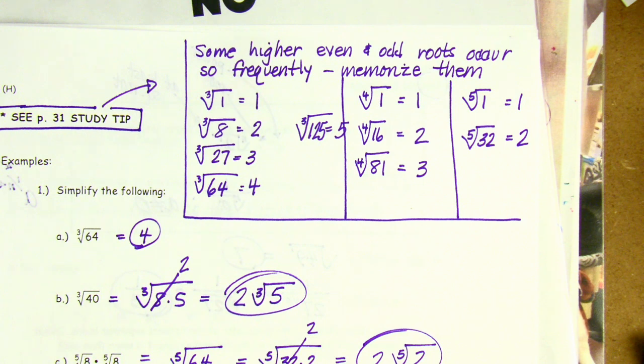Of course, remember that 1 is a perfect any nth power, right? The fourth root of 1 is 1. The fifth root of 1 is 1. The 100th root of 1 is 1, and so on.